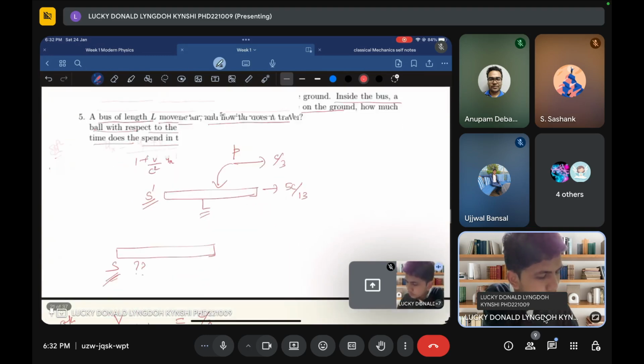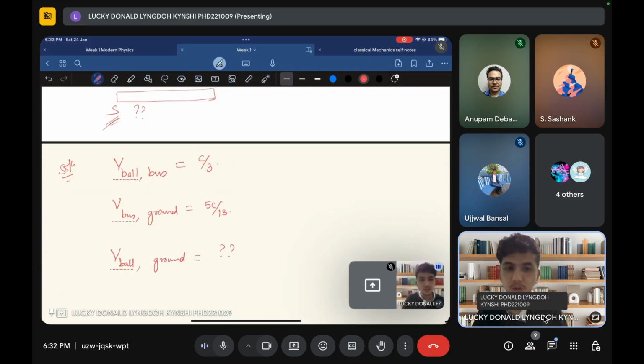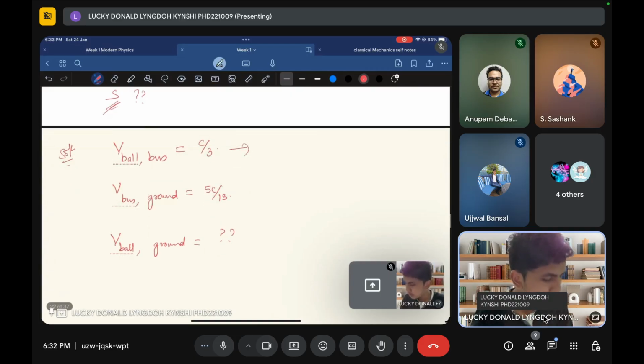But what do you need to find? You need to find the velocity of the ball with respect to the ground, as observed by the observer. The ball with respect to the bus is given, and the bus with respect to the ground is given, so you can treat this using the velocity addition formula: u of x is equal to u of x prime plus v, divided by 1 plus v by c square u of x prime. I have just written the formula.